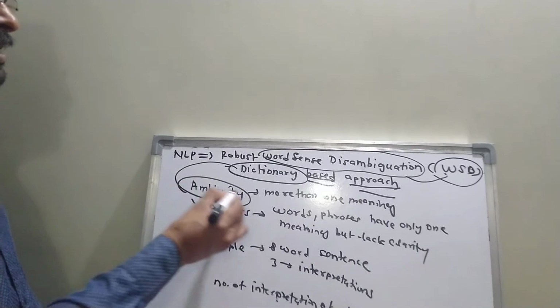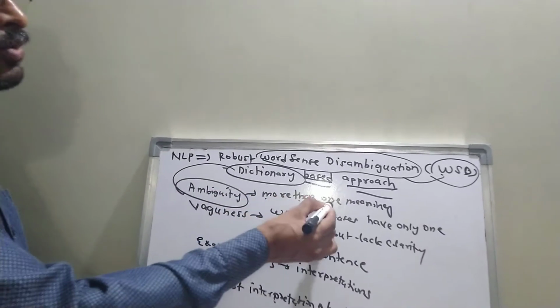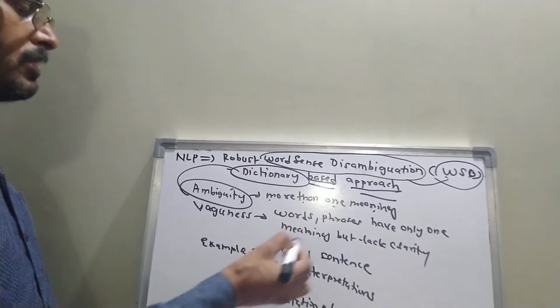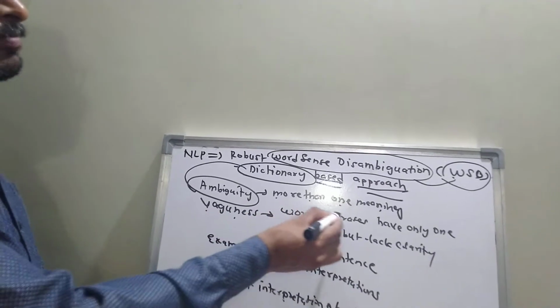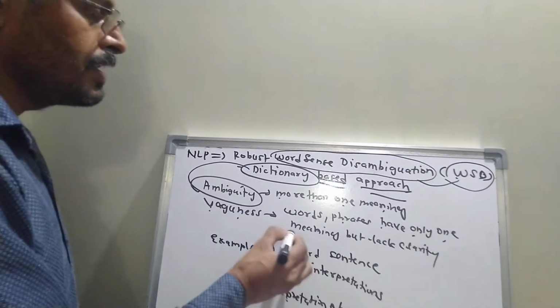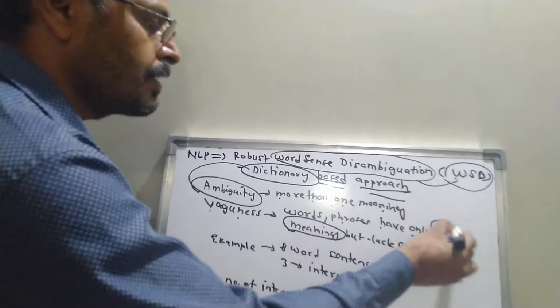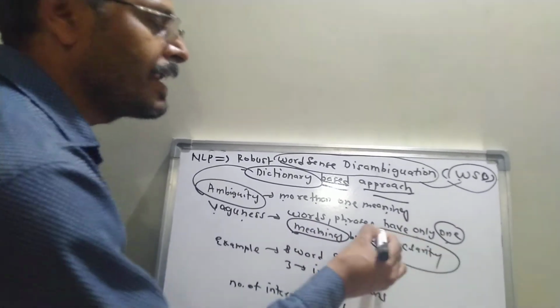is ambiguity. Ambiguity means more than one meaning in the word. And the second one is vagueness. Words and phrases have only one meaning, but lack clarity. That means in vagueness there is no clarity in the words. Whenever we are expressing the word, there is no clarity. So we'll find the clarities. Because of the lack of clarity or problems in the clarity, there are always ambiguities.